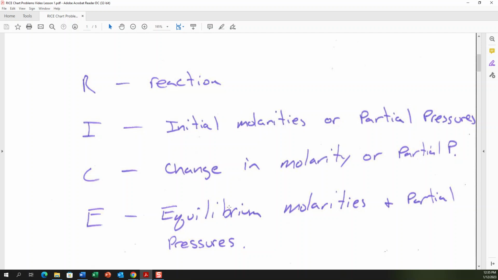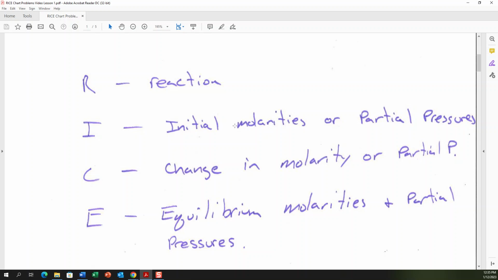So if you're given moles, but the container is 1 liter, then moles is molarity. But be careful. I've seen some questions on the AP exam where they give you moles of everything initially, and then you're making a rice chart, but the volume's 2 liters, not 1 liter, and so you've got to make sure you take your moles and divide by 2 liters, and you should be plugging in molarities into here. All right. So just things to look out for.